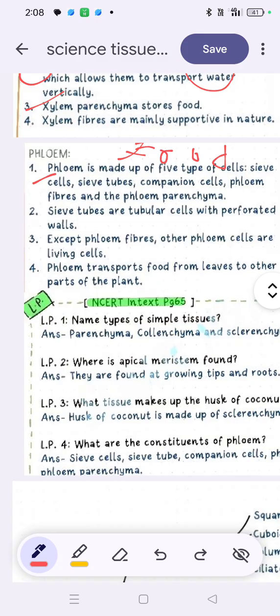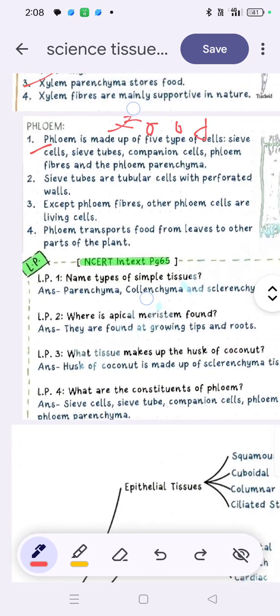This is the structure and these are the cells in the phloem. The sieve tubes are tubular with perforated walls. Phloem fibers are dead cells, while other phloem cells are living. Phloem transports food from leaf to other parts of the plant.